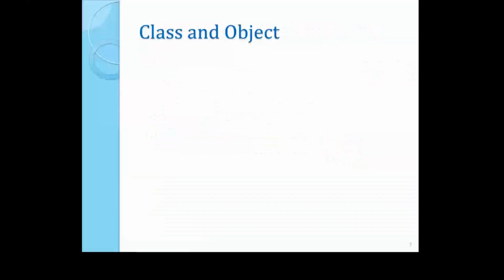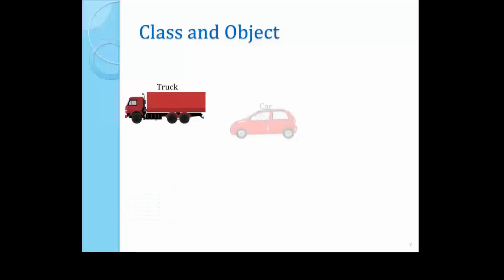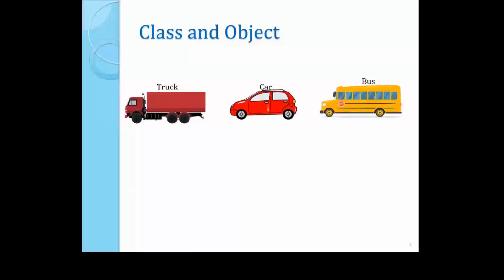We can discuss classes and objects by using a real-time example. Consider we have three things like this. This is a truck, car, and bus. These are physical objects which are really existing in the real world. That's why I'm defining these as objects. There are some common parameters between these objects. For example, truck, car, bus, I can travel. This is something which is used for transport.